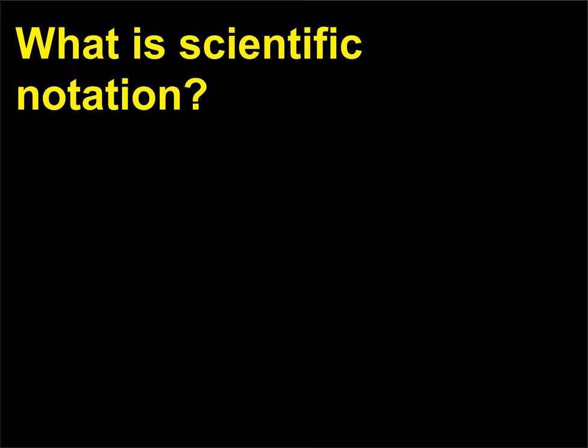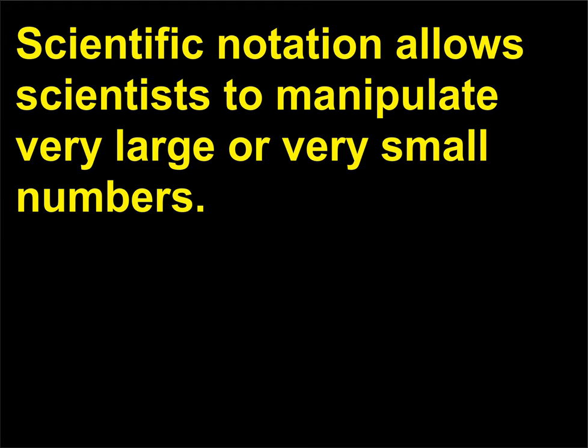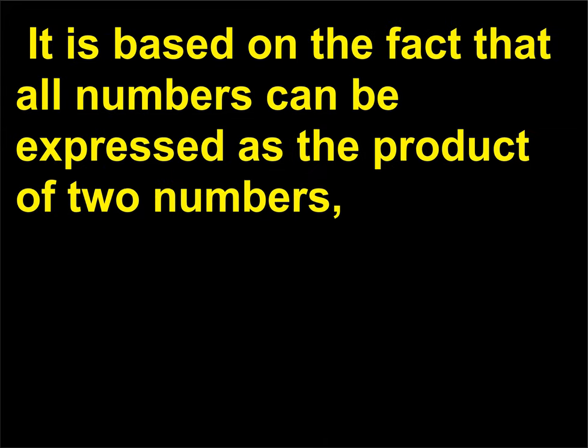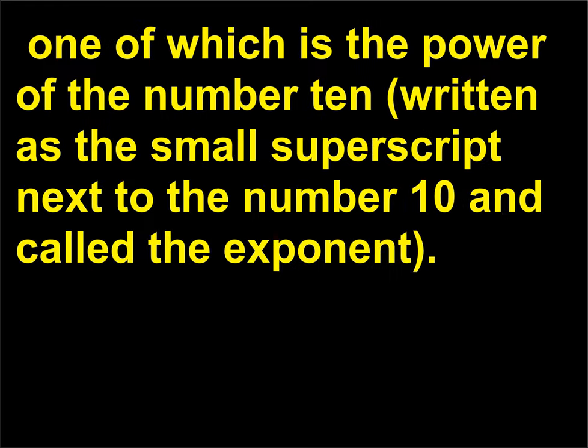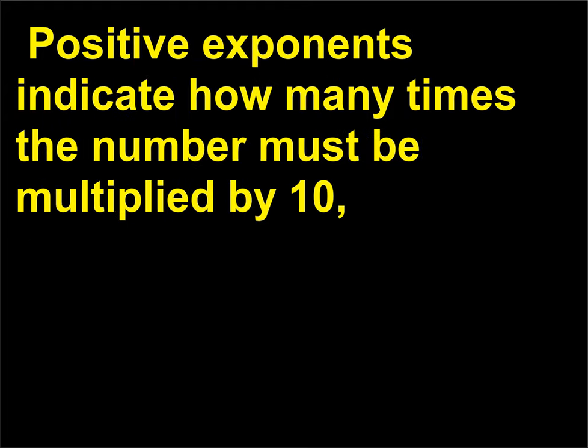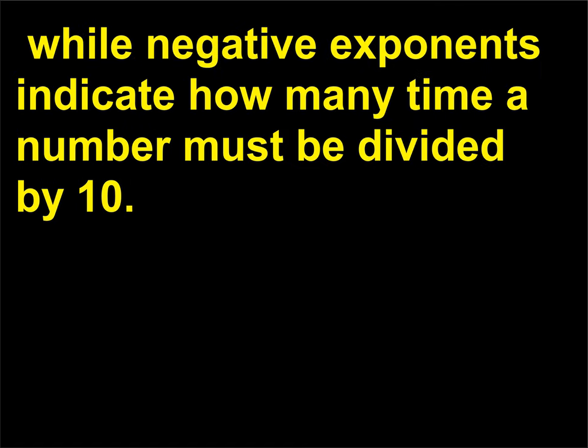What is scientific notation? Scientific notation allows scientists to manipulate very large or very small numbers. It is based on the fact that all numbers can be expressed as the product of two numbers, one of which is the power of the number 10, written as the small superscript next to the number 10 and called the exponent. Positive exponents indicate how many times the number must be multiplied by 10, while negative exponents indicate how many times a number must be divided by 10.